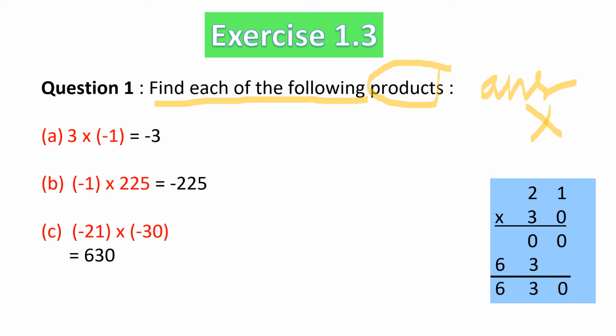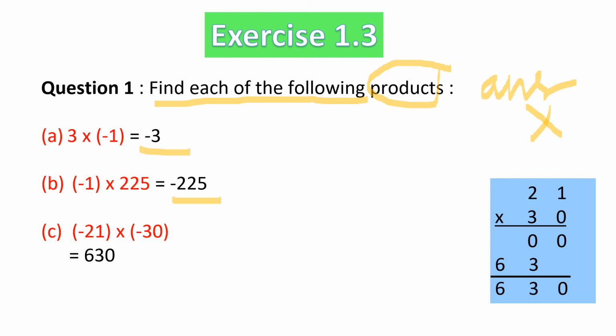So we already know how to multiply. So 3 into minus 1 is how much? Minus 3, right? Next is minus 1 into 225. Minus 225. Why? Because when we multiply any number with 1, we get that number itself. So 3 into 1 is 3 itself.